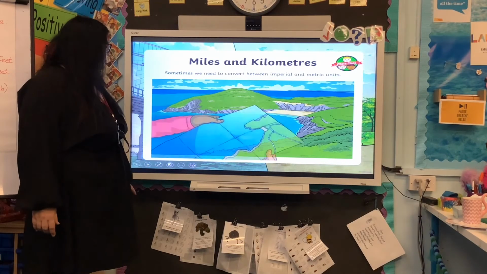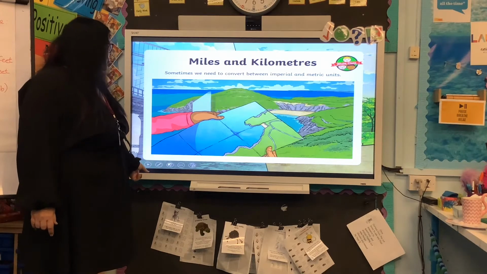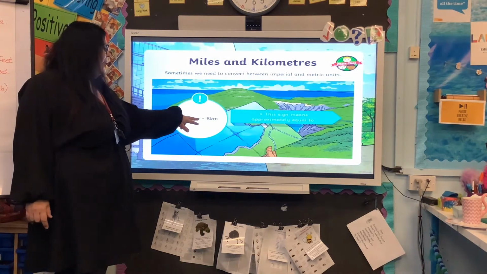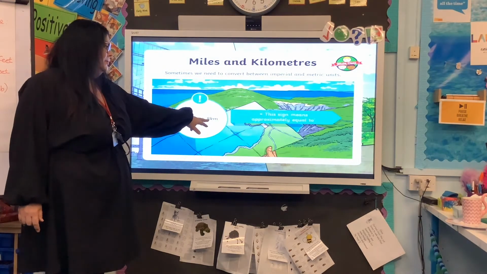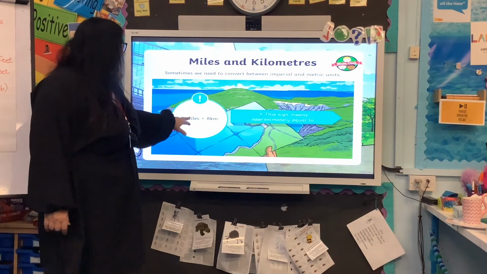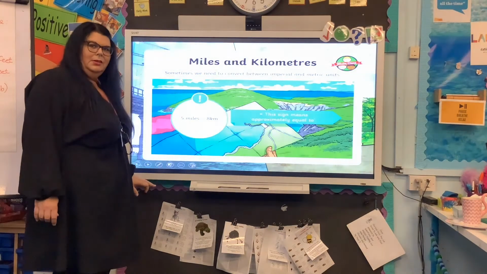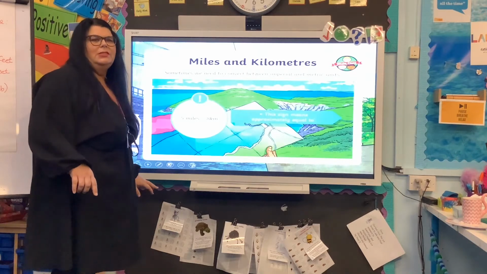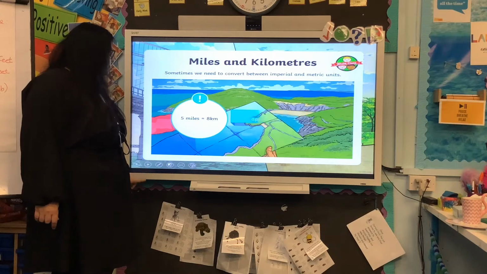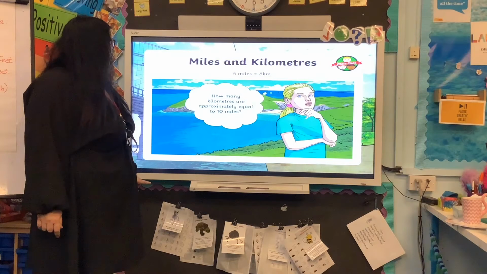So you might need to do this when you're using a map from another country, if you're out walking. So, 5 miles equals 8 kilometres. This sign means approximately equal to. It's not quite exactly, but for our purposes, 5 miles equals 8 kilometres. So you can have a think about the distance that you walk to school. What's that in kilometres and what is it in miles? So 5 miles is 8 kilometres.